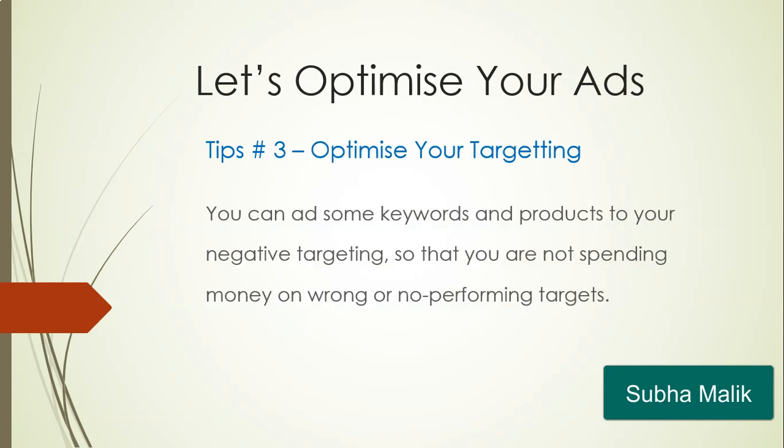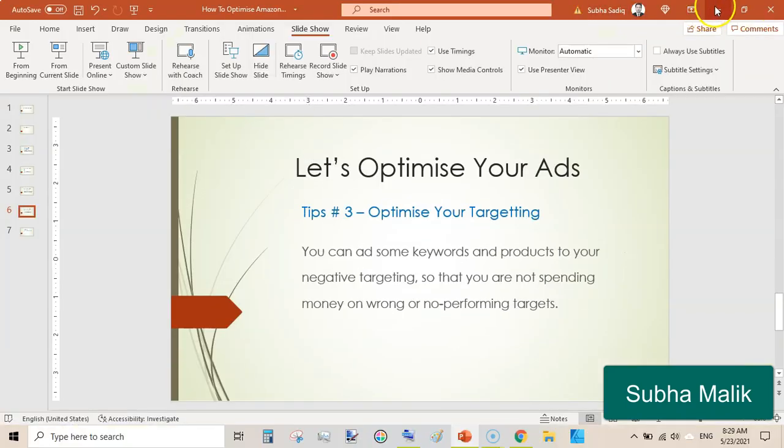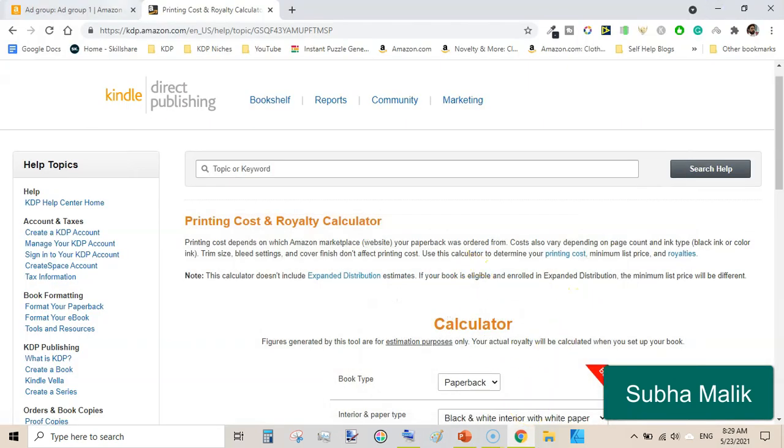The last thing is, you should optimize your targeting. There will be many keywords that are not bringing you sales but costing you money, and you will be losing money on some keywords or some products or targeting. So you should optimize your targeting. You can add some keywords and products to your negative targeting so that you are not spending money on wrong or non-performing targets. So let's go to the Amazon ad dashboard and let's start optimizing and using this knowledge.